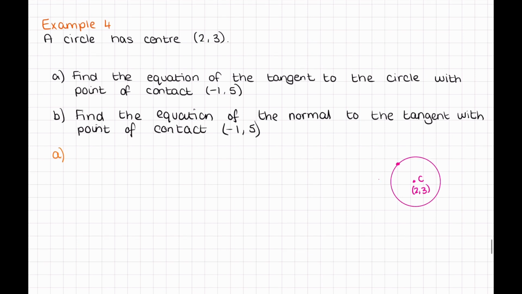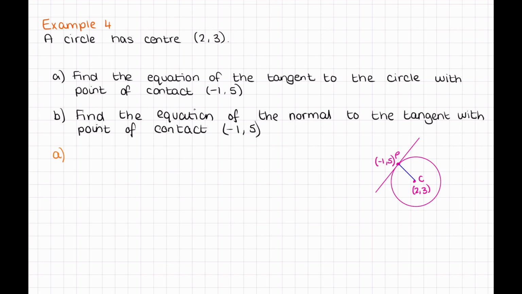We want the tangent at a line. Now remember, a tangent is a line that just touches the circle at one point. And that point here, we know is negative 1, 5. Now we want the equation of that tangent. So we've got to think about how can we do this? How can we find the gradient of that line? Because we only know one point on that line. But what we do have is this line here that we can draw between C and the point on the tangent.